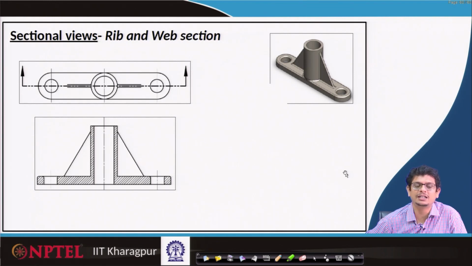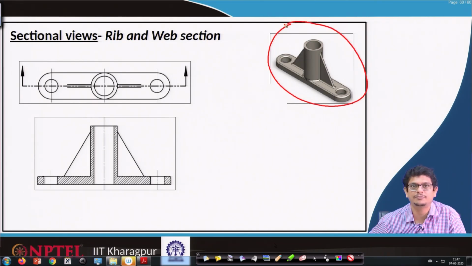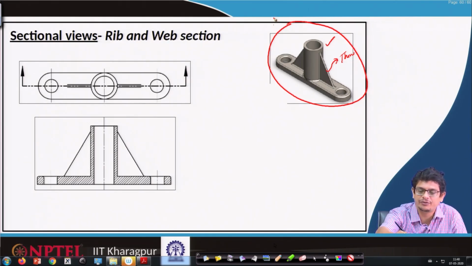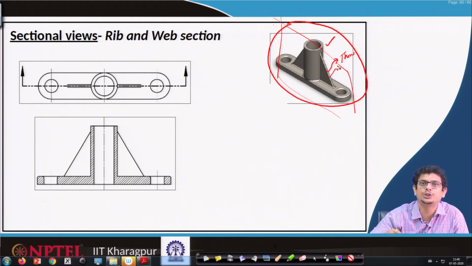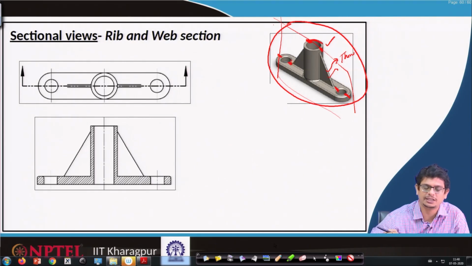Now, let us look at another rib and web section. For example, this is the object we would like to represent. This part is very thin, more like a supporting element for this cylinder. And when we take any cross-sectional representation, even if we take a full sectional view of that object, this thin portion should not be hashed. It just represents a very thin portion, but material has to be shown by hash within that zone, this part and that part. Similarly, when we are representing, this material has to be shown.